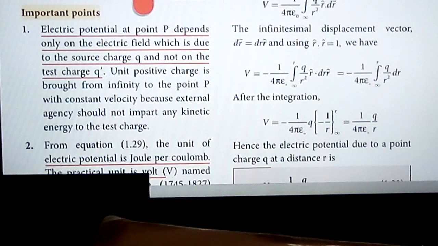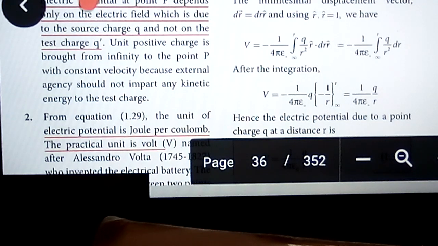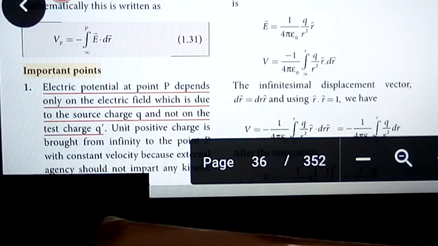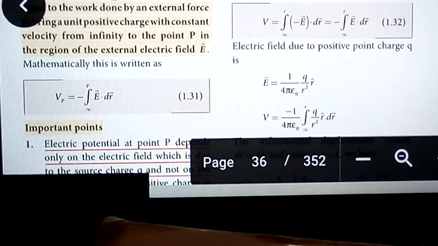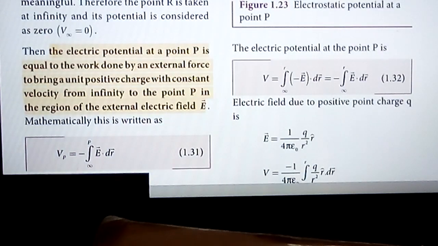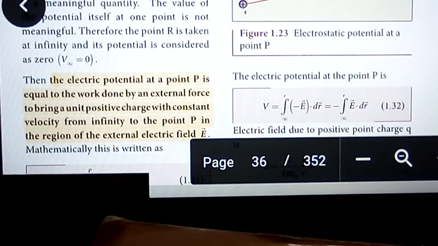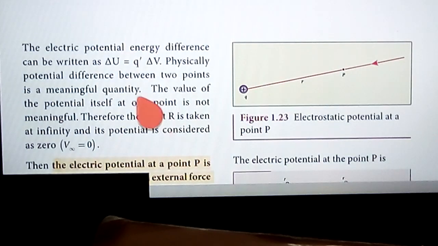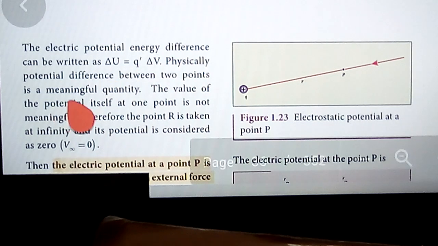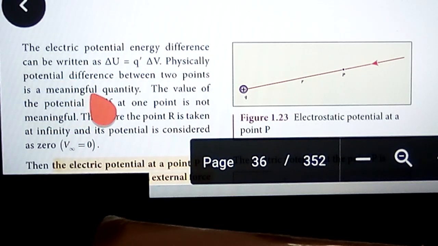So the electric potential energy difference can be defined as follows: delta U equal to Q dash delta V. And the potential difference between the 2 points is a meaningful quantity. That means the value of the potential itself at one point is not meaningful. Therefore, the point R is taken at infinity and its potential is considered as 0.